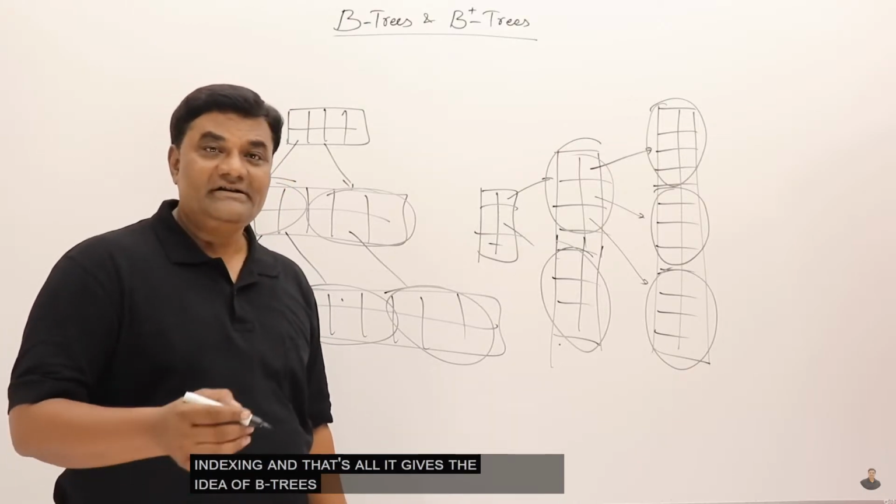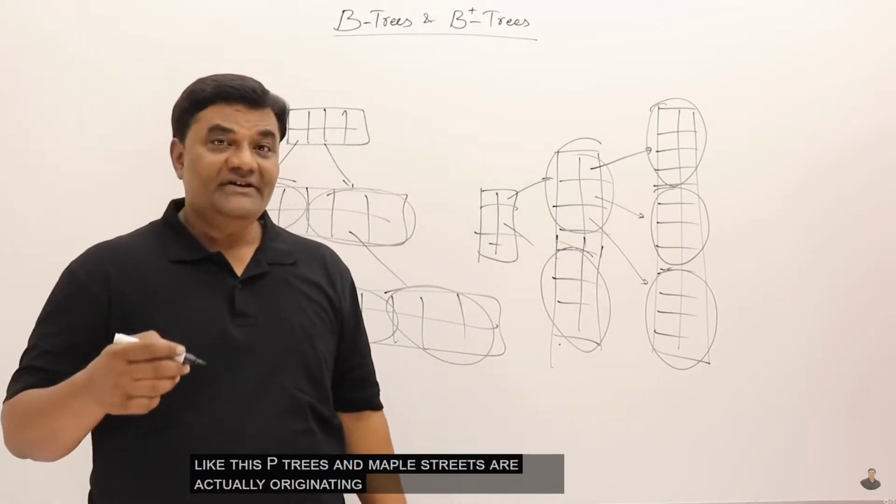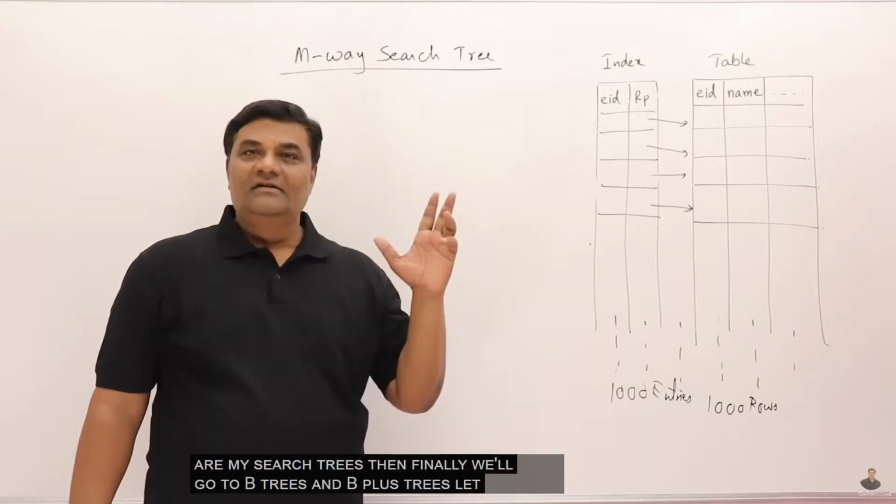And that's how it gives the idea of B trees and B plus trees. So now you can see that these multi-level indices are looking like a tree. If I just turn this side up, then it looks like this. B trees and B plus trees are actually originating from M-way search trees. So next time we discuss what are M-way search trees, then finally we'll go to B trees and B plus trees. Let's talk about M-way search tree.